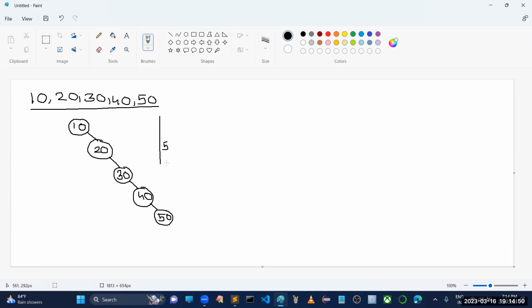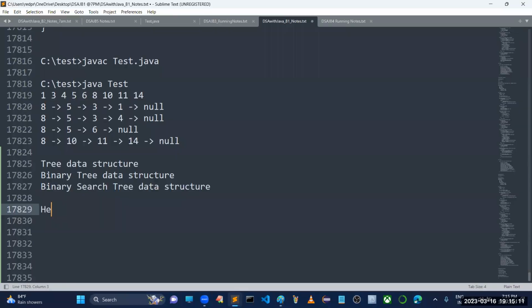It is very difficult to work with various operations. If I want to search, I need to go all the way down to this level. For any operation, it becomes very difficult. That's why height balanced trees are required.